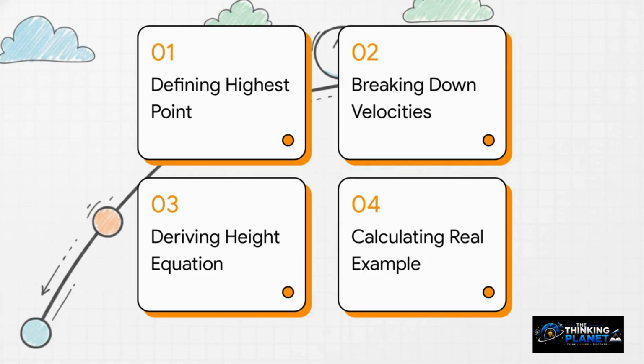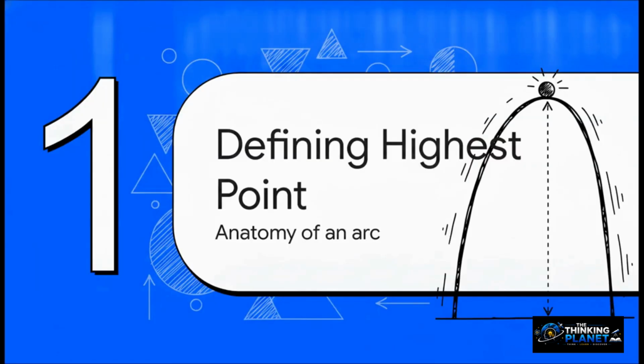Here is our roadmap for today. We'll start by defining the highest point, move into breaking down the velocities, derive the height equation, and then wrap it all up by calculating a real example. All right, let's jump right into section 1, defining the highest point and the anatomy of a projectile's arc.